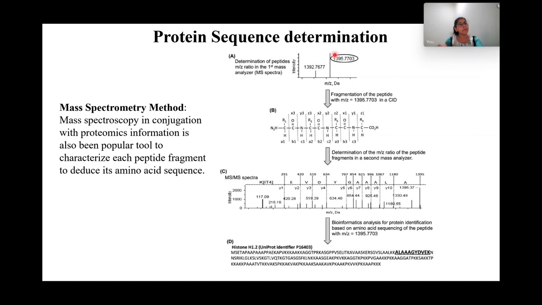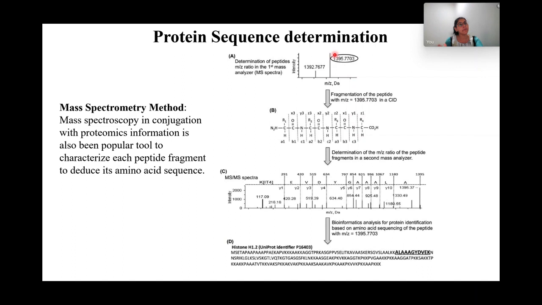Then you select one of the fragments and you further fragment it in a CID, and then it will be fragmented. Here that peptide was very small, in the sense it was a part of the total protein. Here again some bonds will be broken, and then you determine the m by z ratio of the peptide fragments in the second mass analyzer. So there again you have fragments generated, you will have these kind of fragments.